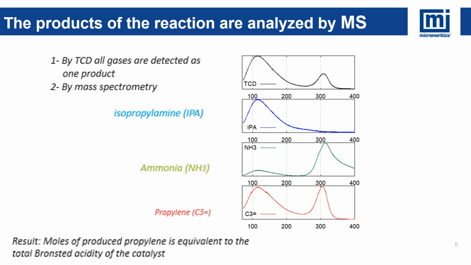The last method is this. This is the product seen from the Hofmann elimination of isopropylamine, seen by the mass spectrometer. So we have the peaks on the right, which correspond to isopropylamine in blue. The green is ammonia, and the red is the propylene, C3. And this is the one important product we have. So we can calculate the amount of Brønsted acid sites by calculating the amount of propylene produced by the reaction.